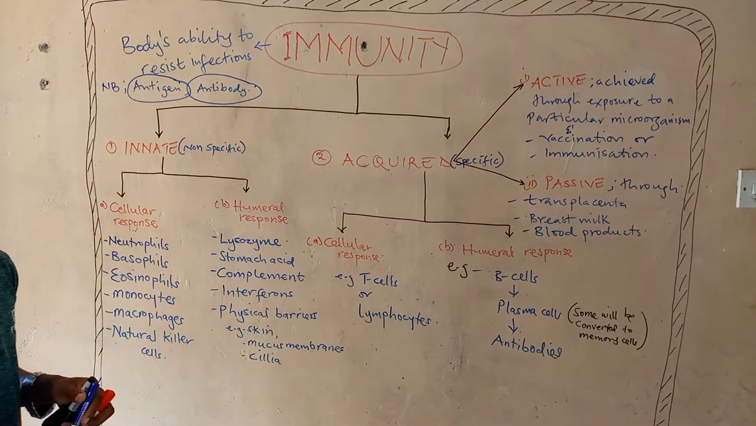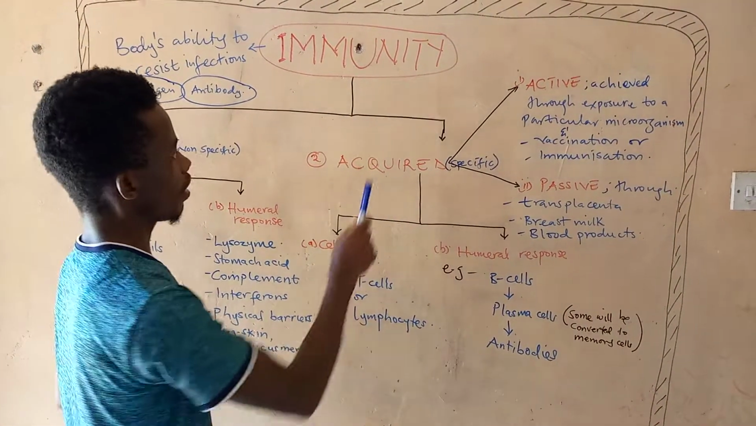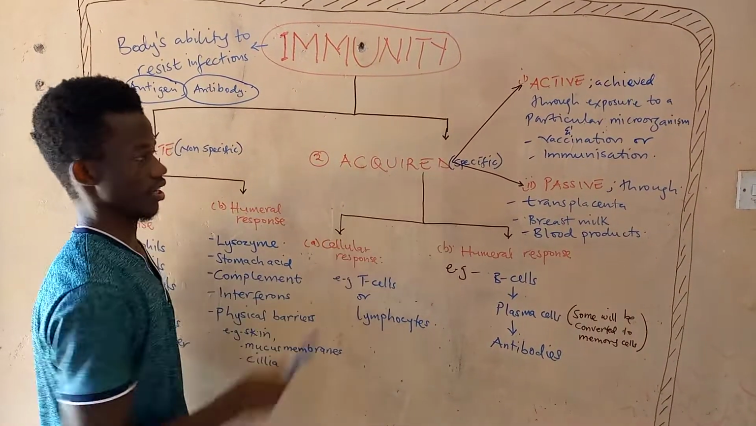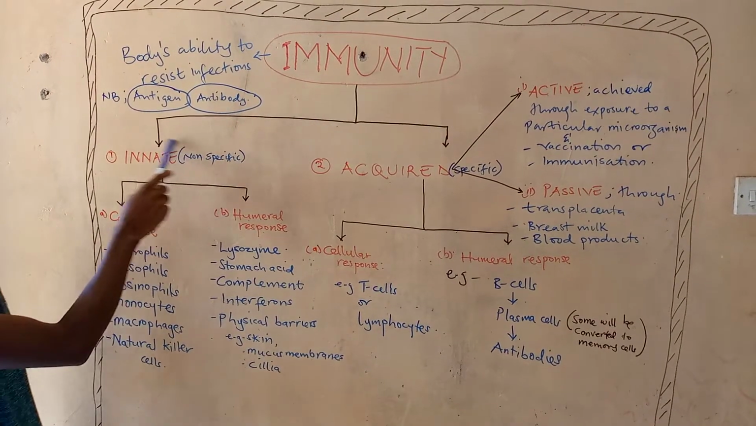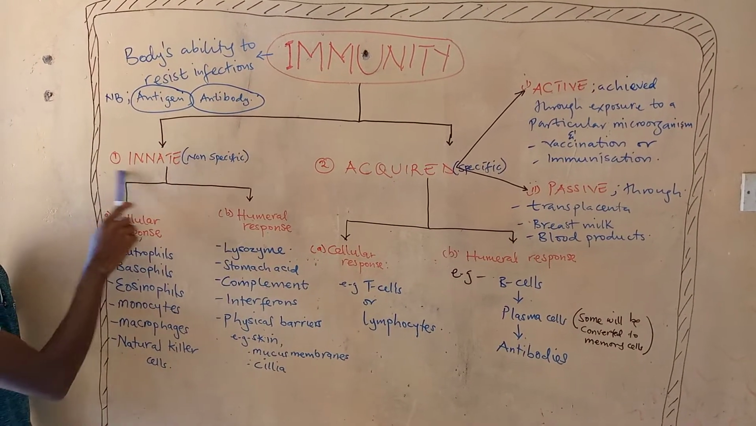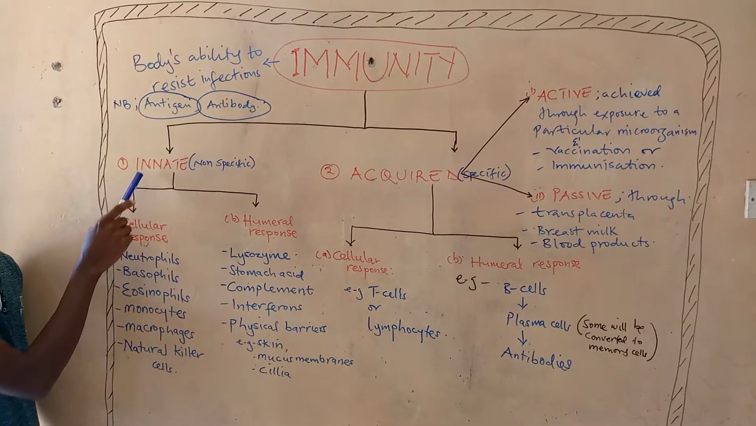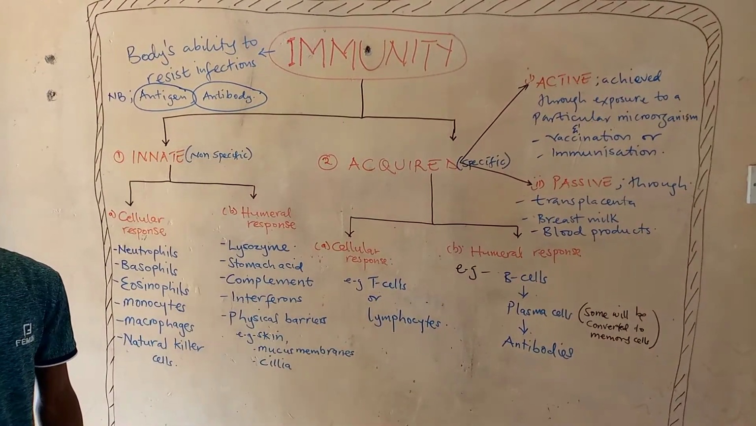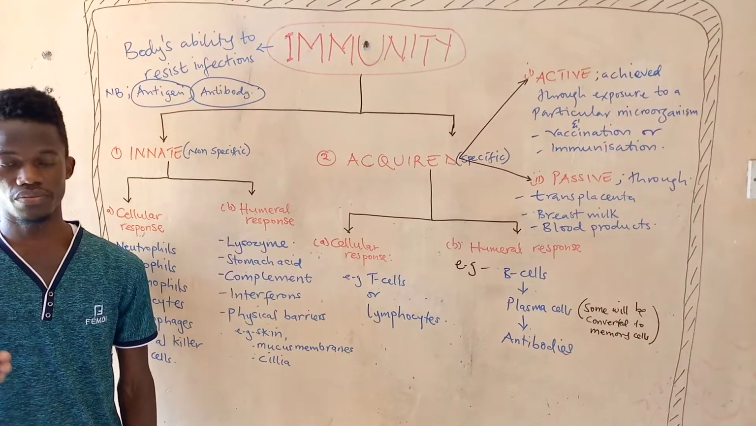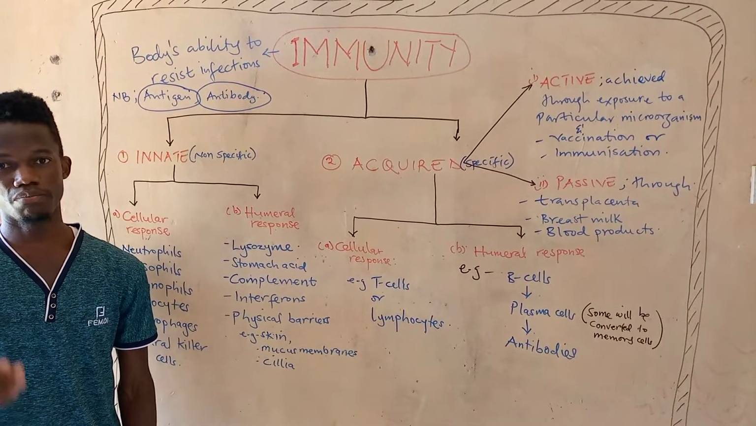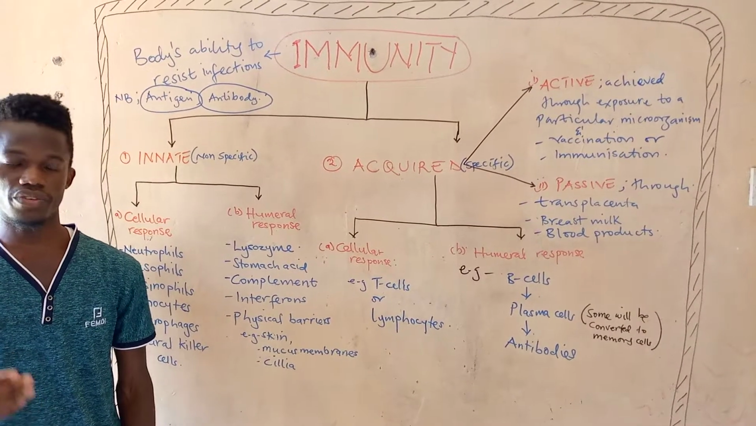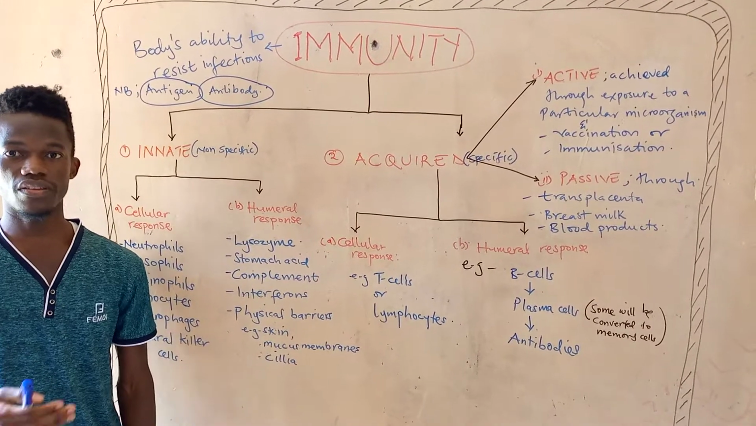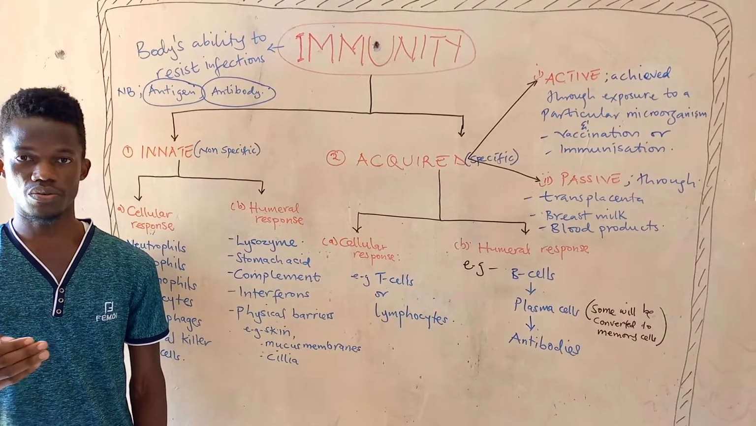Then, immunity is divided into two types. The first type we want to look at is innate immunity. Innate, just like the word, means this is the type of immunity we are born with. When you are born, there is that immunity that lets you resist all the infections your mother was able to resist.